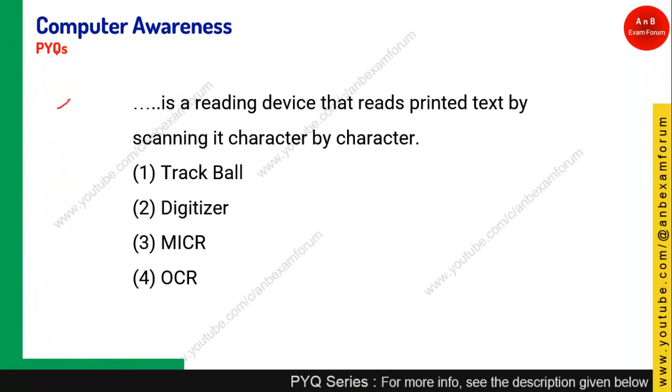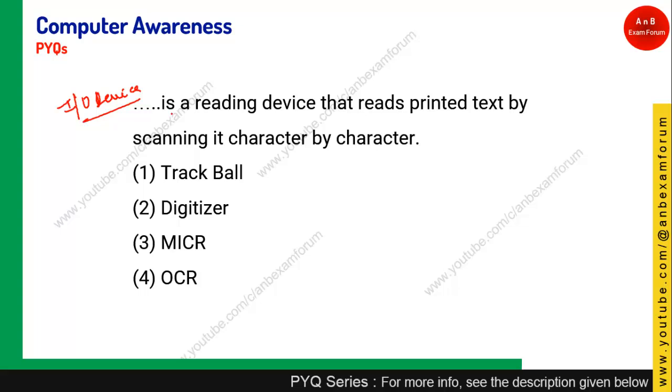Coming to the next, it is from the chapter Input Output Devices. The question says dash is a reading device that reads printed text by scanning it character by character. So it is a scanner basically. It is an input device, but it is going to read character by character. Trackball, as you know, is just a cursor which uses a ball to move, so this is an incorrect option. Digitizer, as you know, takes digits into consideration, so you can eliminate it.